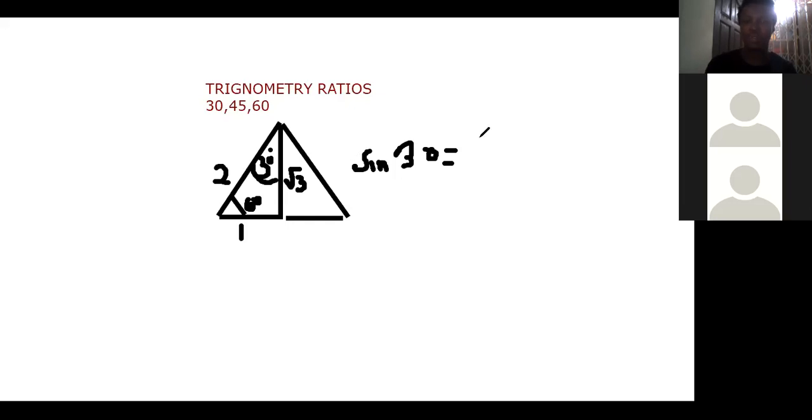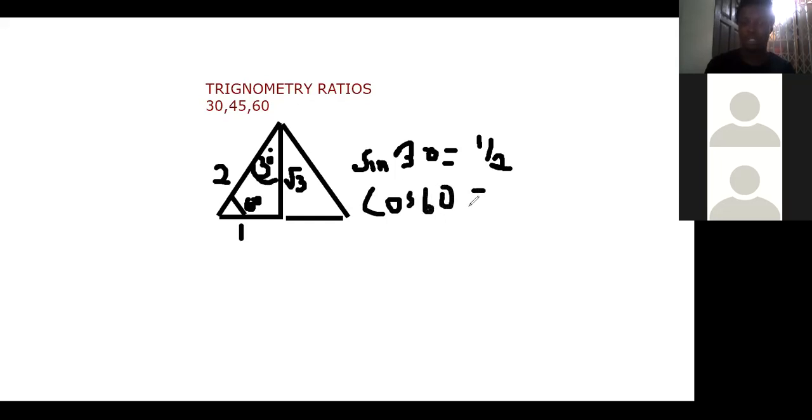So now sine 30 will give us what? Sine 30 is equivalent to 1 all over 2. So we are saying that sine 30 is equal to 1 all over 2. It's also equal to, let's find cos 60. What will be cos 60?